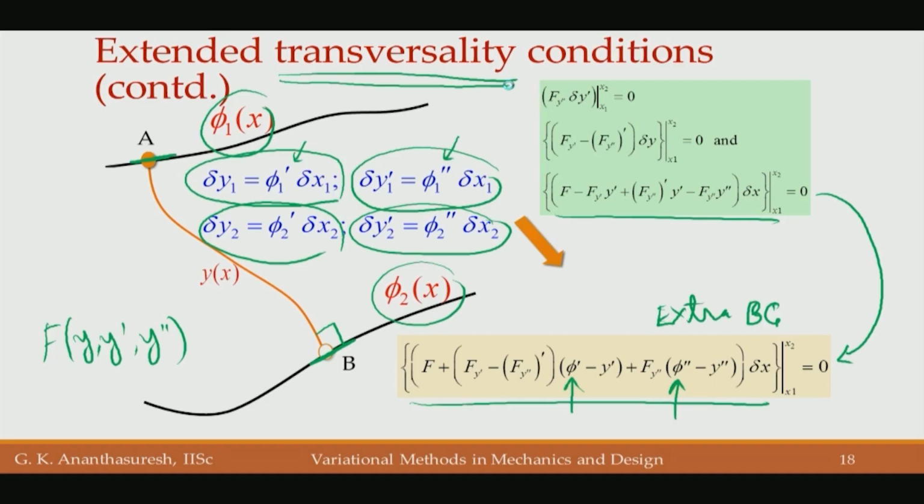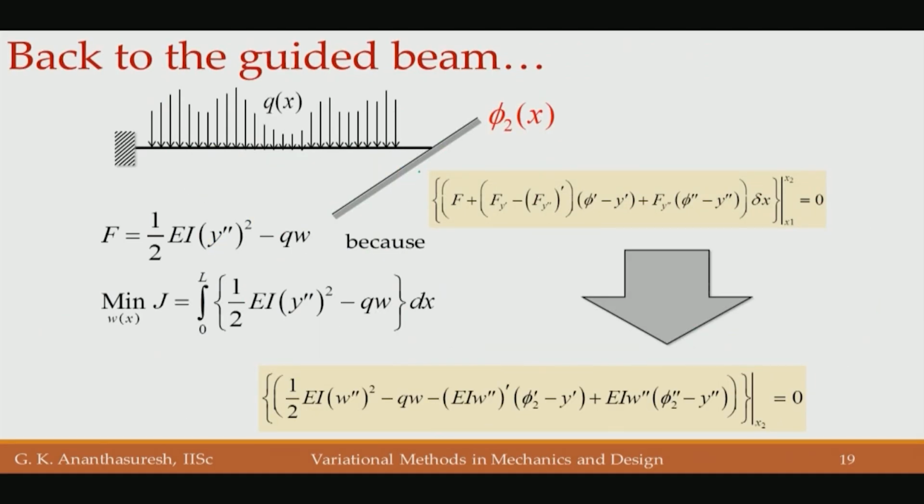Okay. Noting this, in this case phi 2 is given to us, so we go back to this equation that we have and look at our functional. Again, this is not y double prime, this is w double prime. When you substitute all the relevant things over here, with phi 2 given as a straight line, we get this condition.